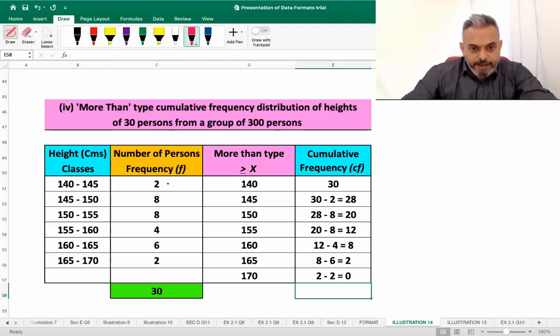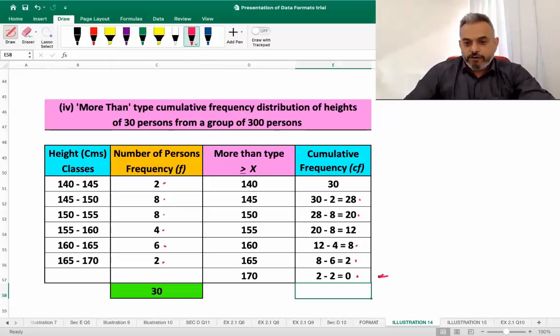So 30 minus 2, you get 28. 28 minus 8, you get 20. 20 minus 8, you get 12. 12 minus 4, you get 8. 8 minus 6, you get 2. And 2 minus 2, you get 0. This 0 should come over here. You start with 30 and end with 0. Okay?